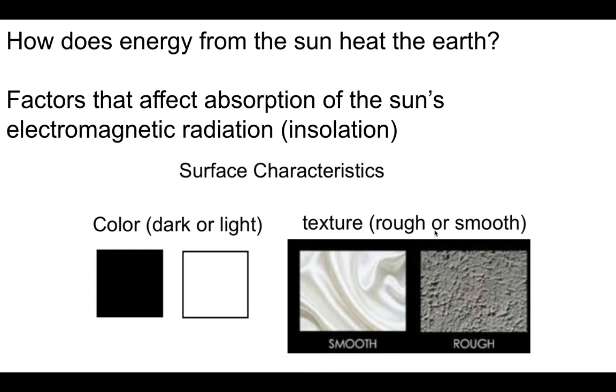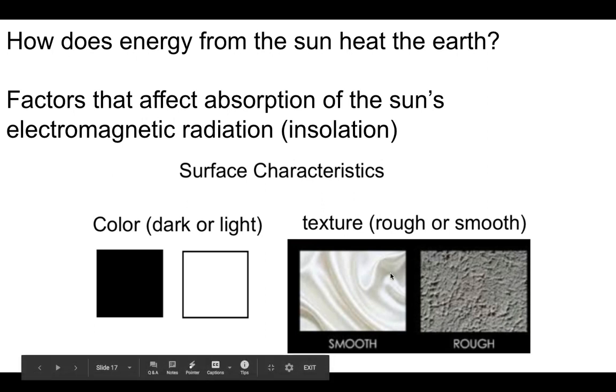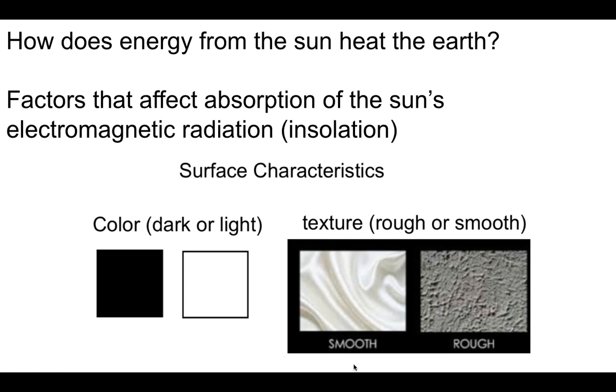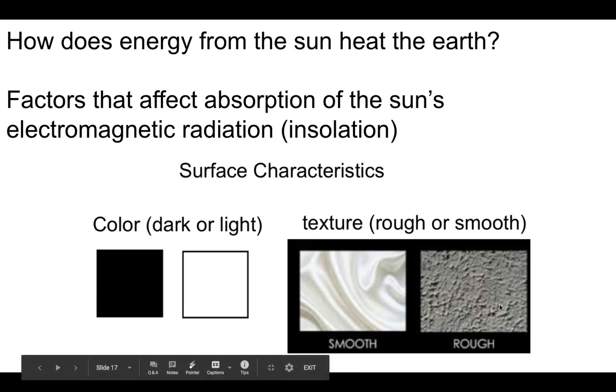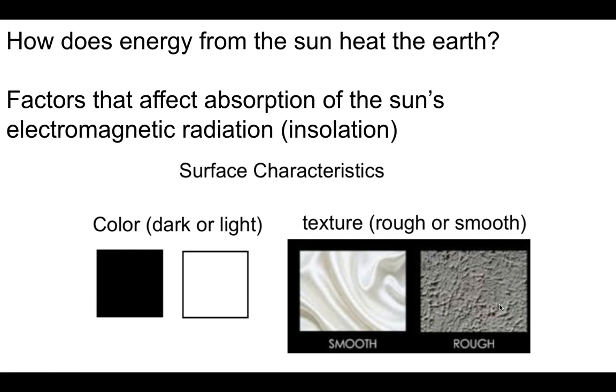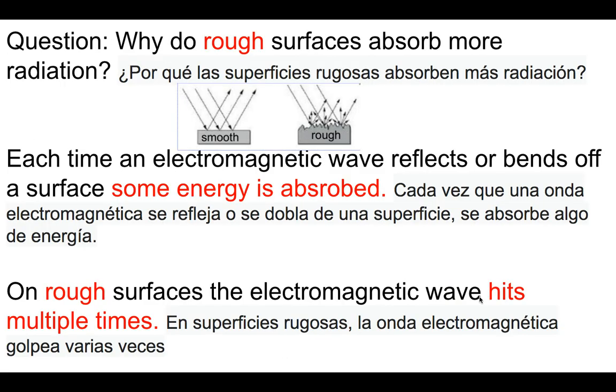The same thing goes for textures. One texture is going to reflect more of the sun's energy, and one texture is going to absorb more of that energy. And you could probably guess which one will do which. If you think, well, when we look at a smooth surface, what do you think? It's going to definitely reflect more of the sun's energy. A rougher surface is definitely going to absorb more energy. And why is that? Let's look over here.